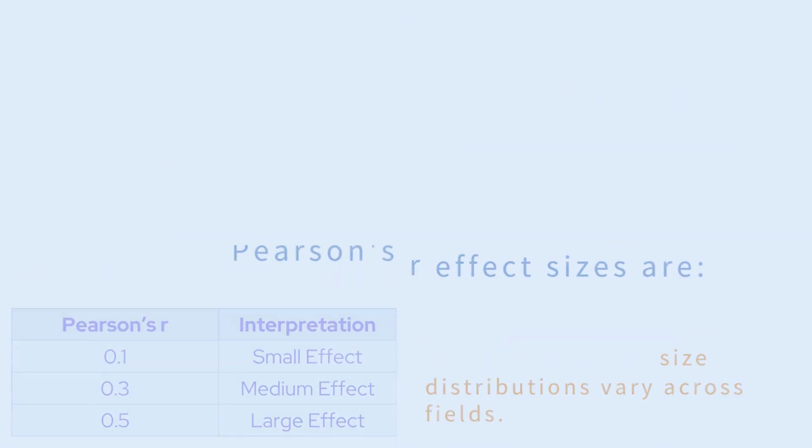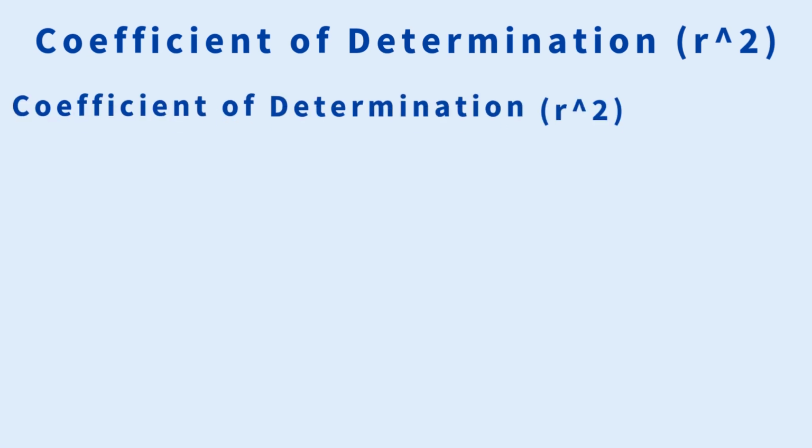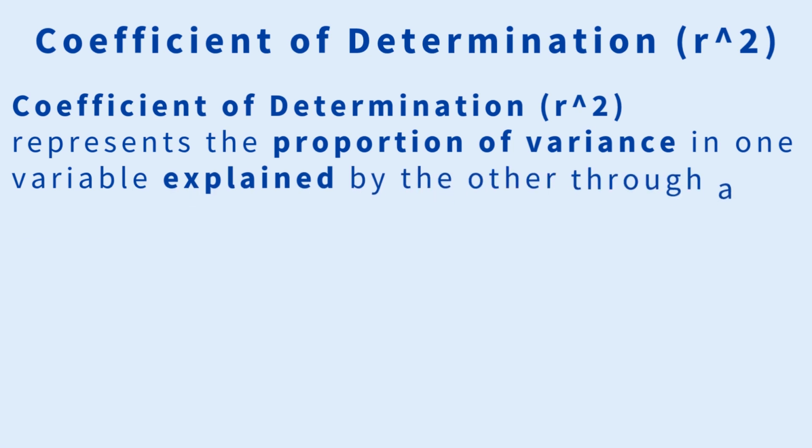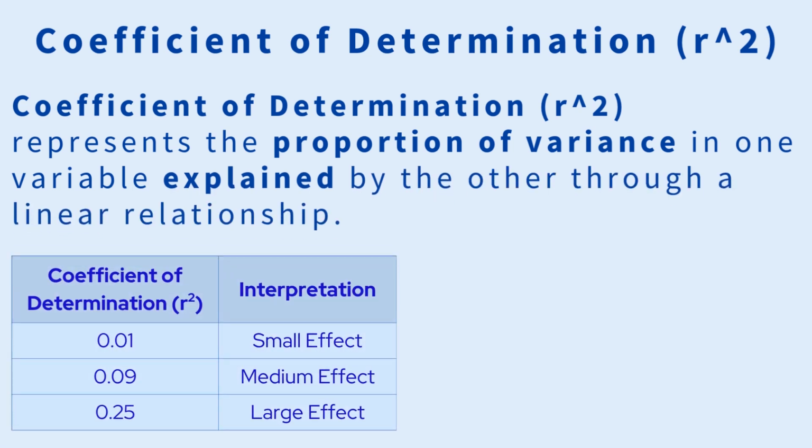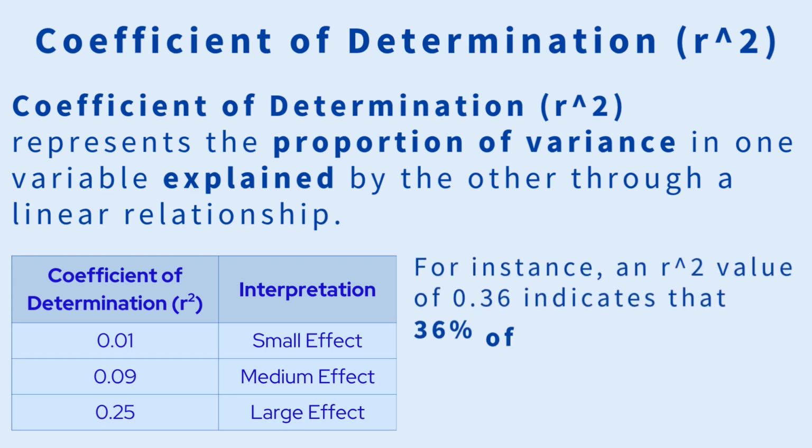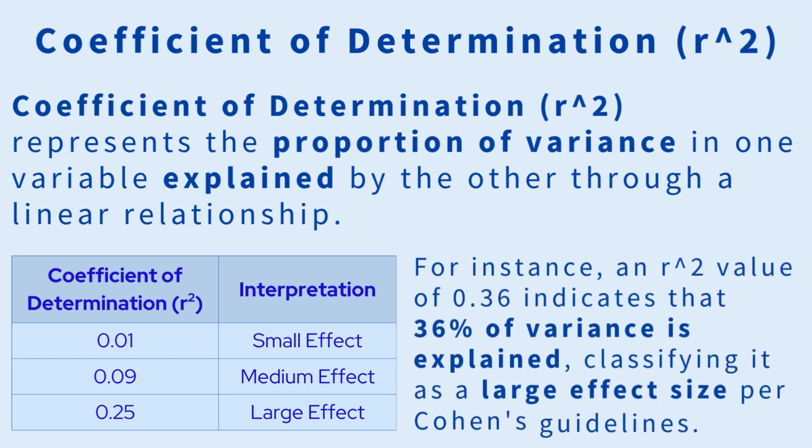If we square the Pearson's r value, we get the coefficient of determination. This value represents the proportion of variance in one variable that can be explained by the variability in the other variable through a linear relationship. Its value ranges from 0 to 1. For instance, an R-squared value of 0.36 indicates that 36% of the variance in one variable is explained by a linear relationship with the other variable.